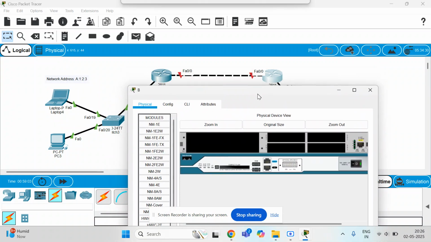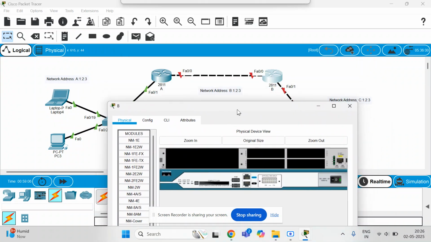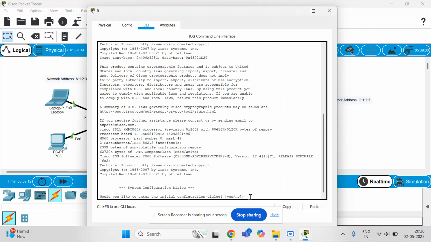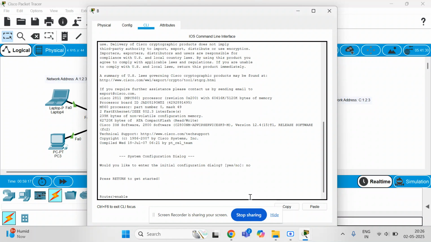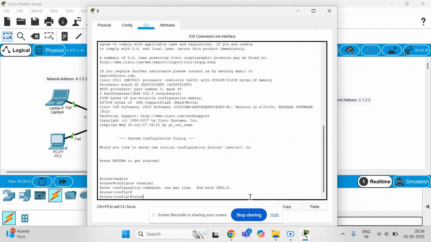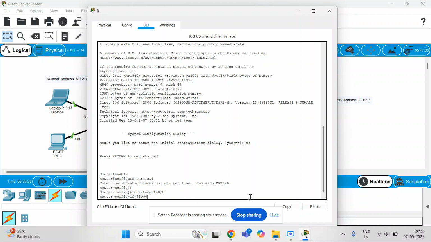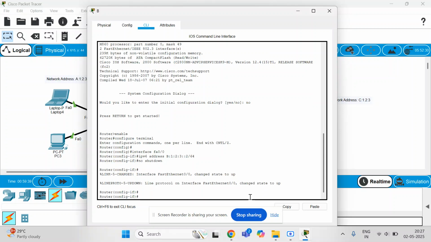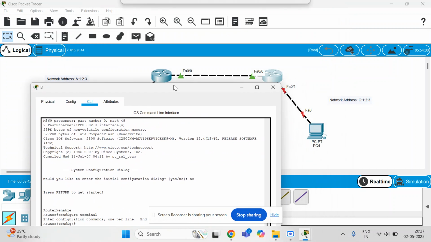Its interface is also FA0/0, which is connected with the first router, and it is in the B network. So CLI, we are doing fresh installation, so we have to say no here, then enable, configure terminal. Then interface FA0/0 is connected with the first router, so same IPv6 address B colon 1 colon 2 colon 3 colon colon 2 slash 64. Done. No shutdown. Now it is up. Yes, both turn green.